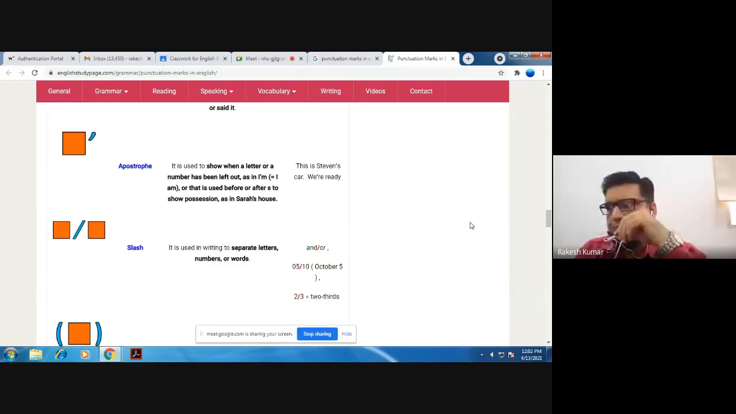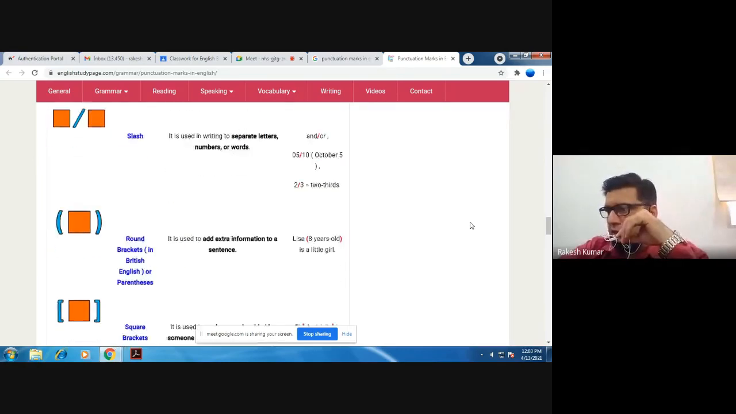Then we have a slash. Slash has different usages. In alphabets, we try to differentiate. For example, when you try to give an option like and, or, so you try to correlate. In numerics, we can use slash for dates. We can use slash for quantities. For example, we write 2 by 3, 1 by 2, 1 by 4. In these kinds of sentences, we use slash.